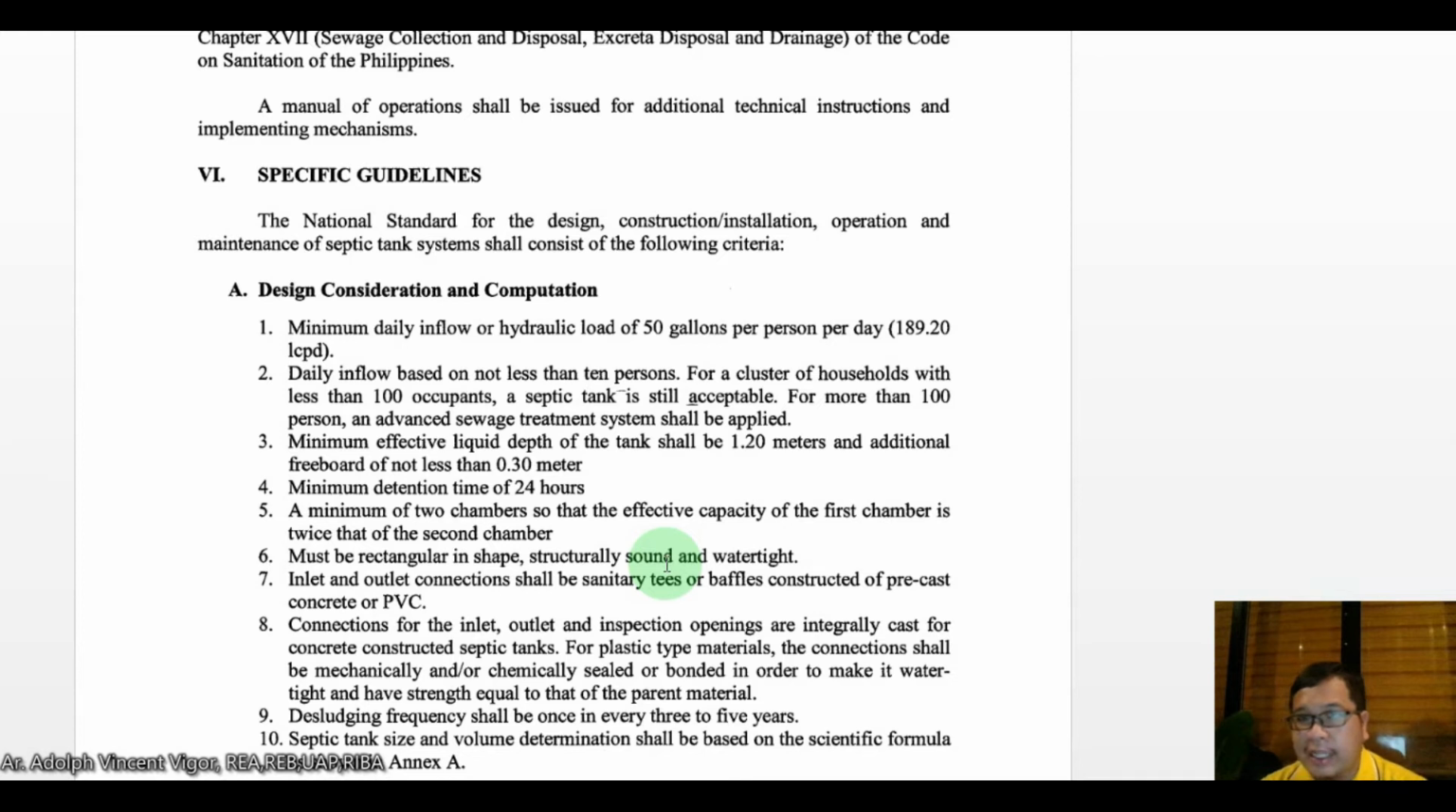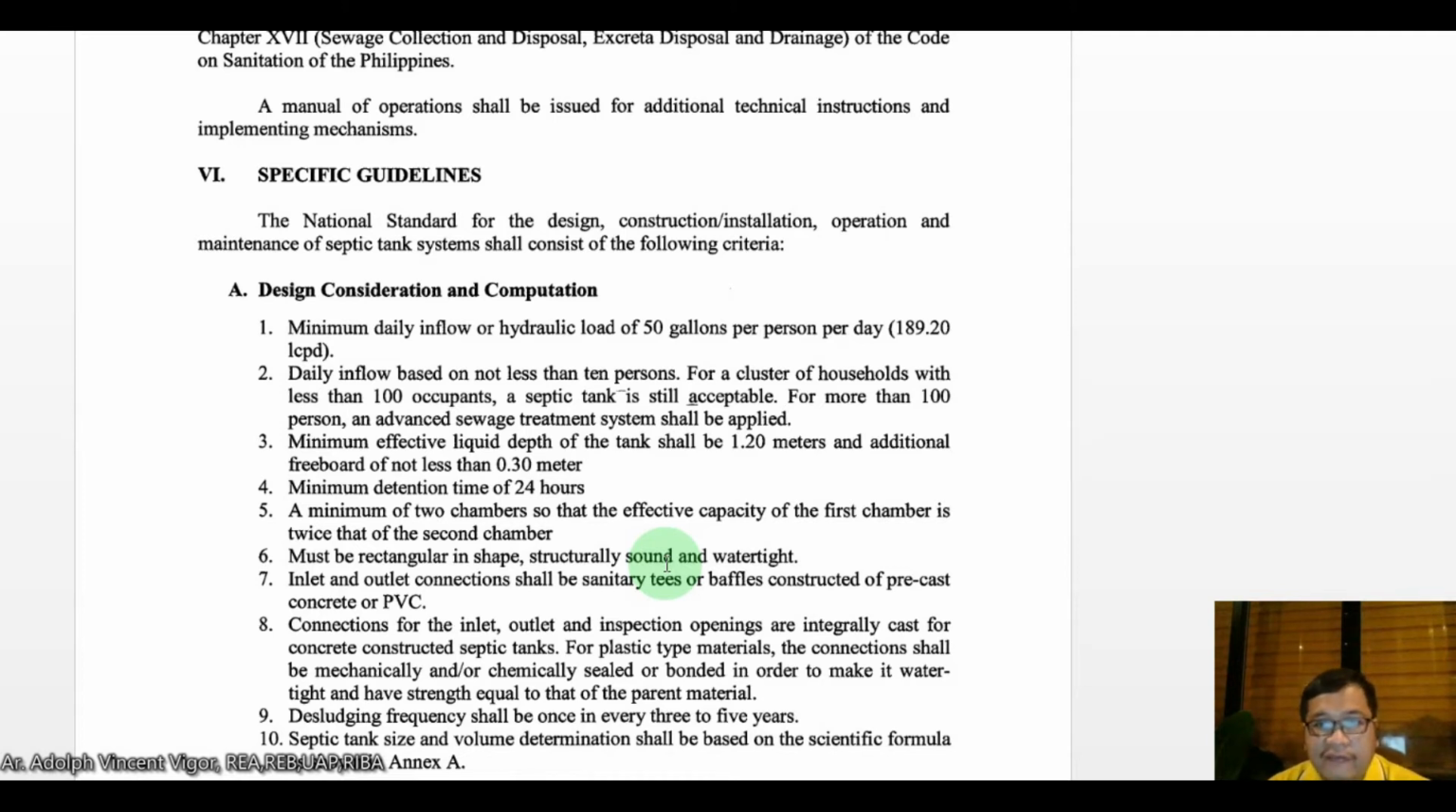So for example, class, if you have an apartment building or complex with less than 100 occupants, a septic tank could be acceptable. But if you're designing a building with more than 100, you would require an advanced sewage treatment system. For this, you will need some consultants. You may need your sanitation or sanitary engineer and other experts in the field.